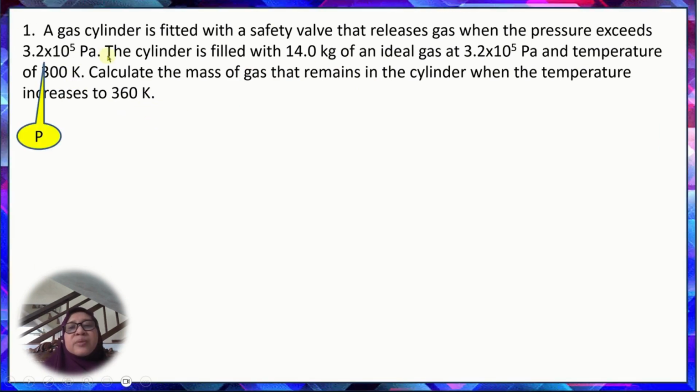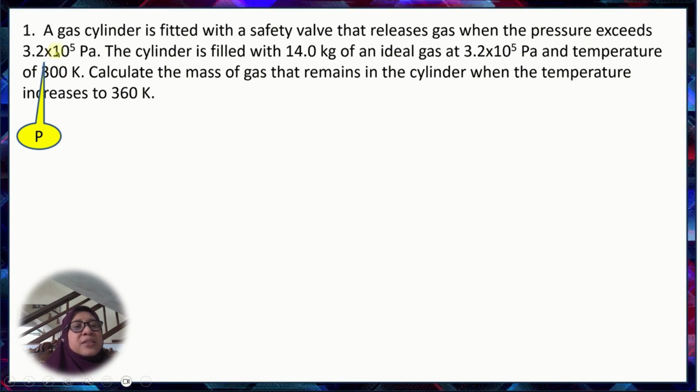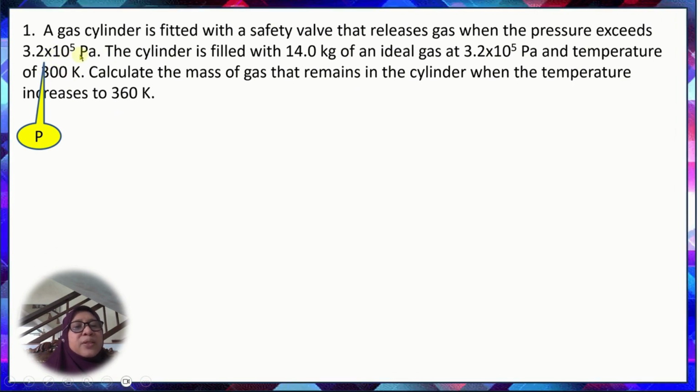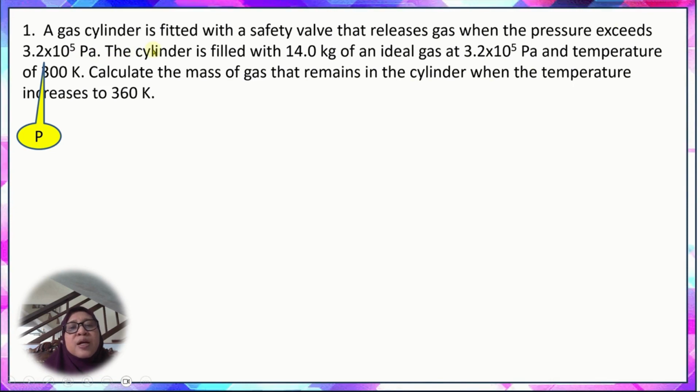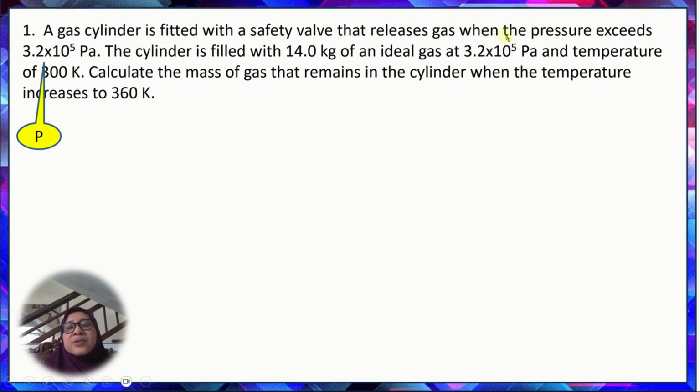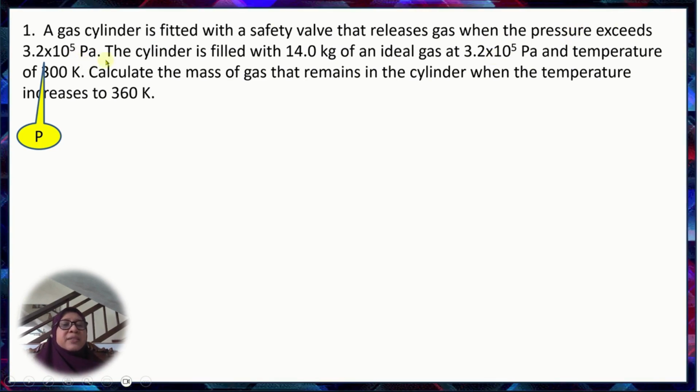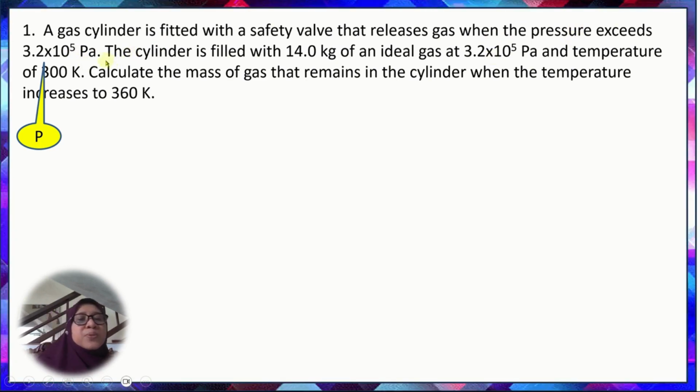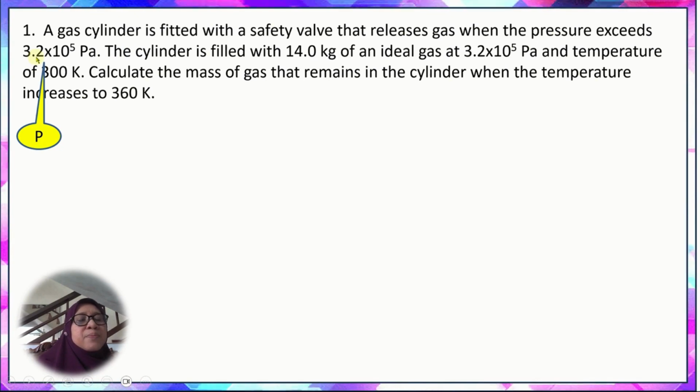So that means the pressure is fixed at 3.2 times 10 to the power of 5 Pascal, because every time we release the gas, the pressure remains the same. We don't want the pressure to exceed this value.